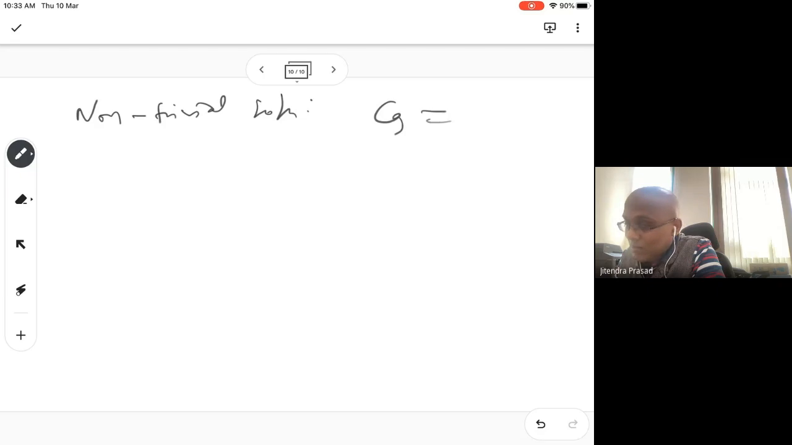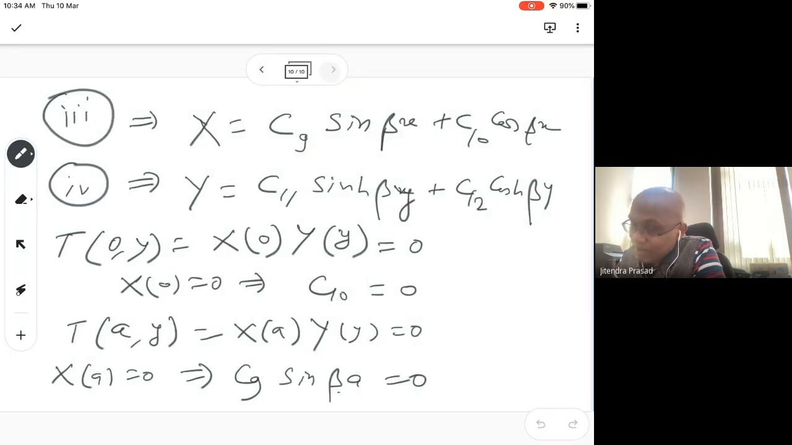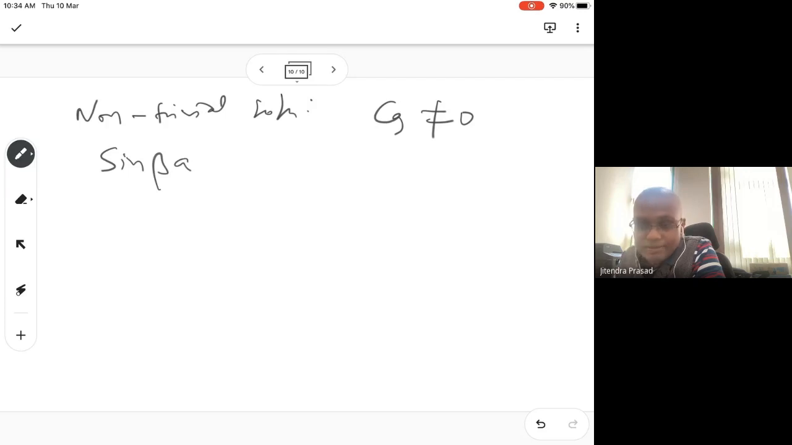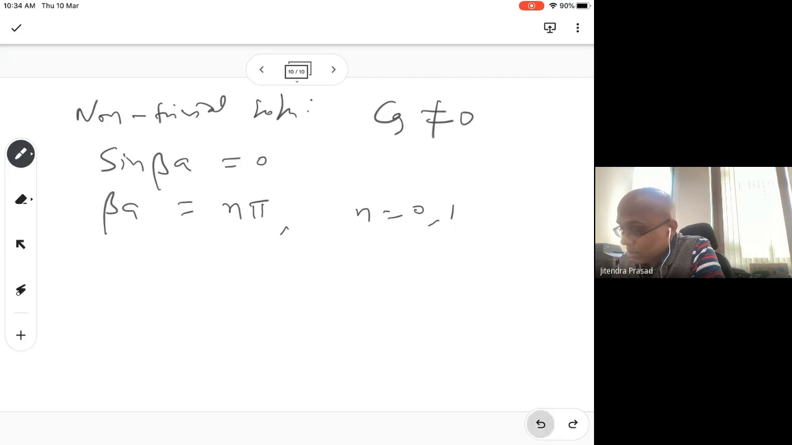So C9 not equal to 0. In that case, sine beta A is equal to 0, and that will happen only when beta A is equal to n pi, where n is equal to 0, 1, 2, 3, or plus minus. You can also have 0, plus minus 1, plus minus 2, and so on.